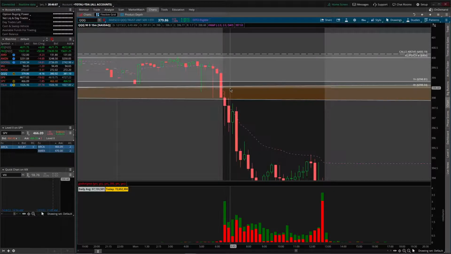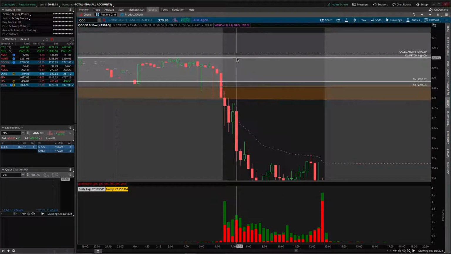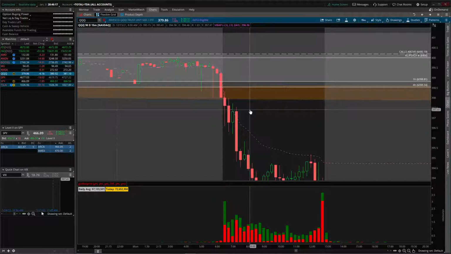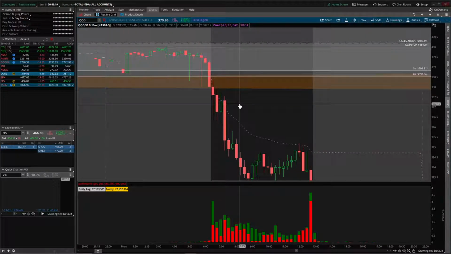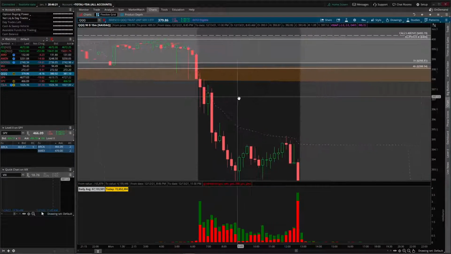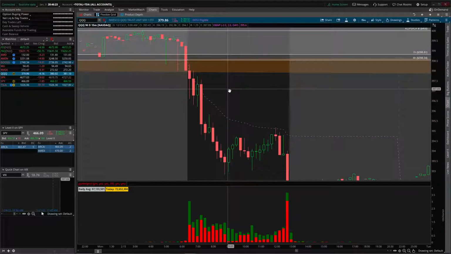And both of these would have been fine entries had you set your stop loss, let's just say at 400, or perhaps the open of this candle, the open of this one, the open of this one. It really depends on you on where you want to place your stop and your entry.